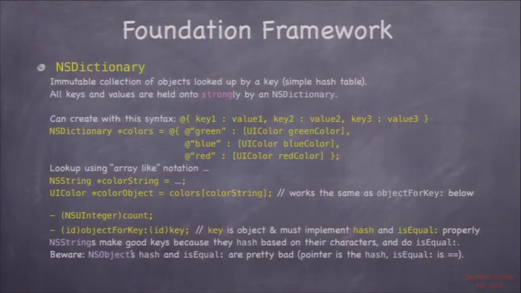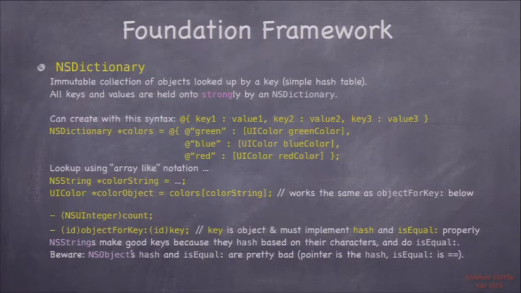Of course, you can see how many objects are in there. You can do object for key to get it. The key has to implement hash and isEqual. Right? It's a hash table. You have to be able to hash the key so you can have an efficient lookup, but then two things might hash to the same thing, so you have to have isEqual to determine whether two objects that hash to the same thing are actually equal.